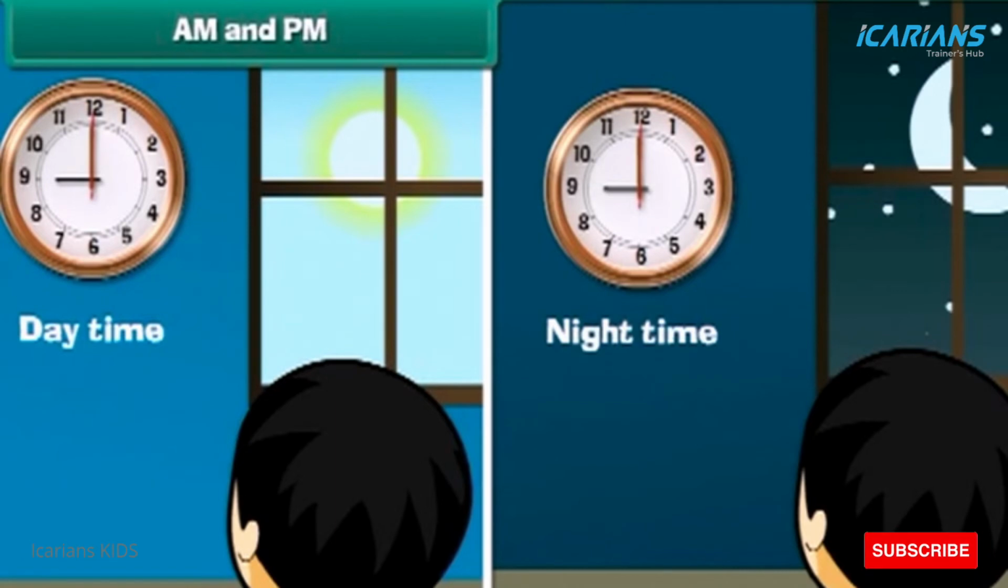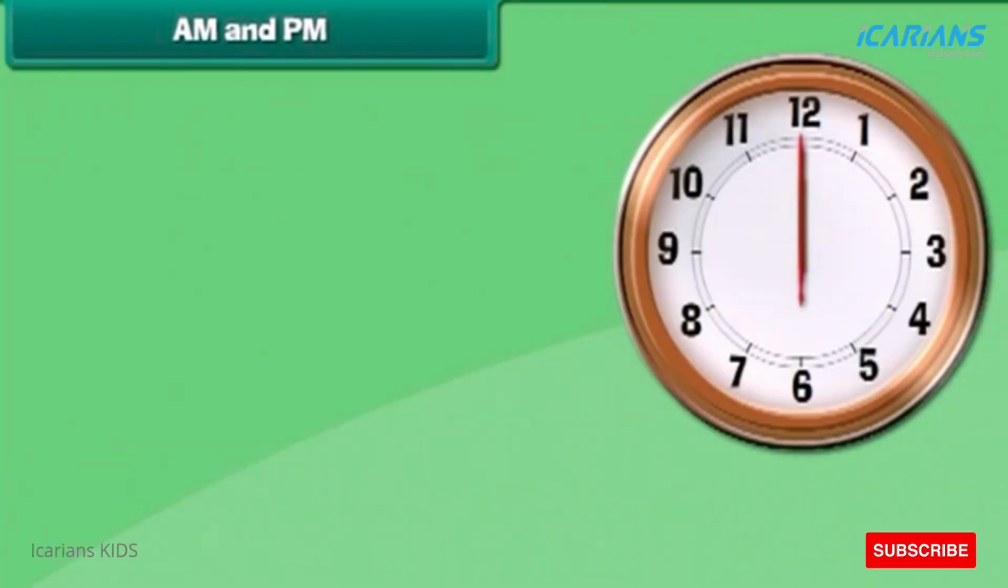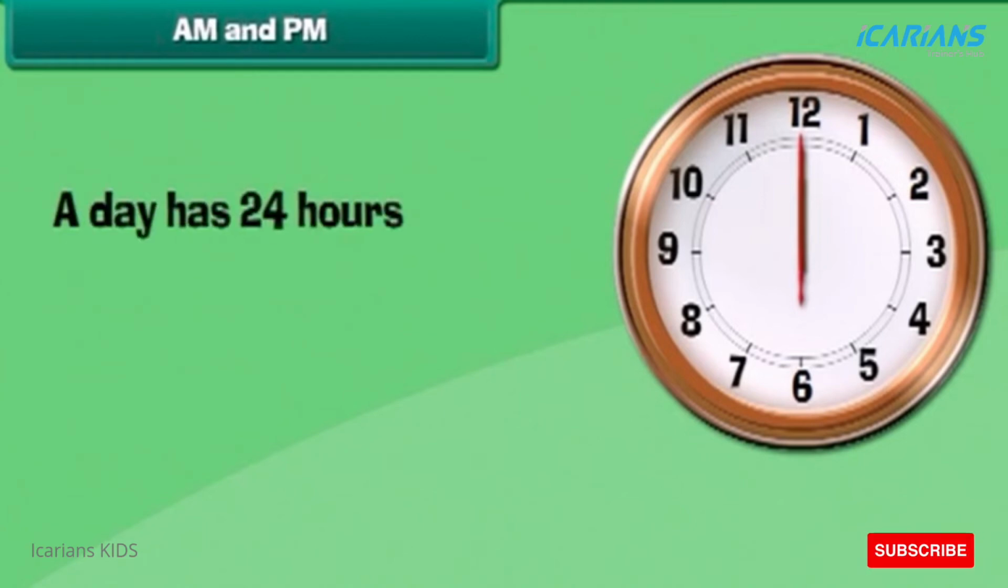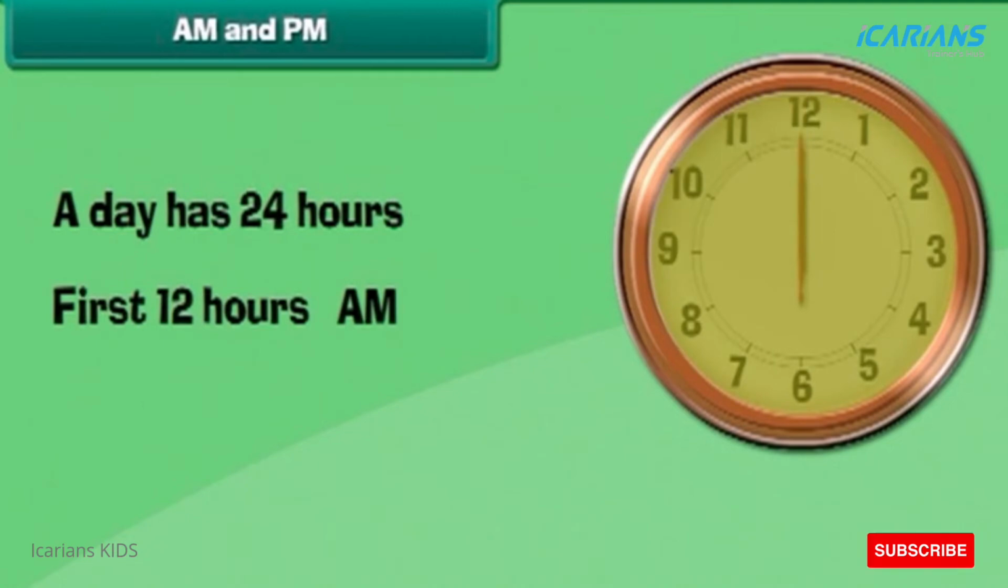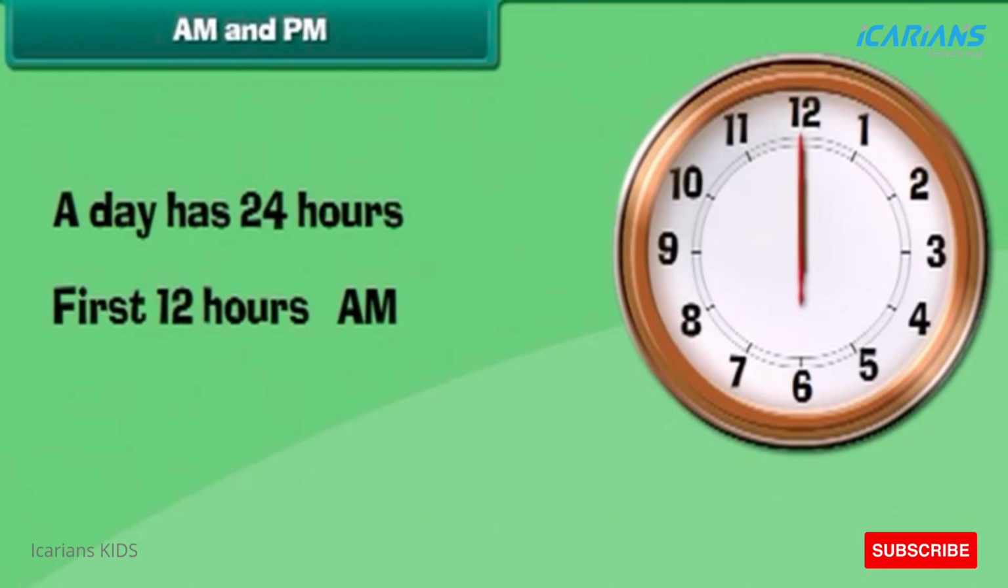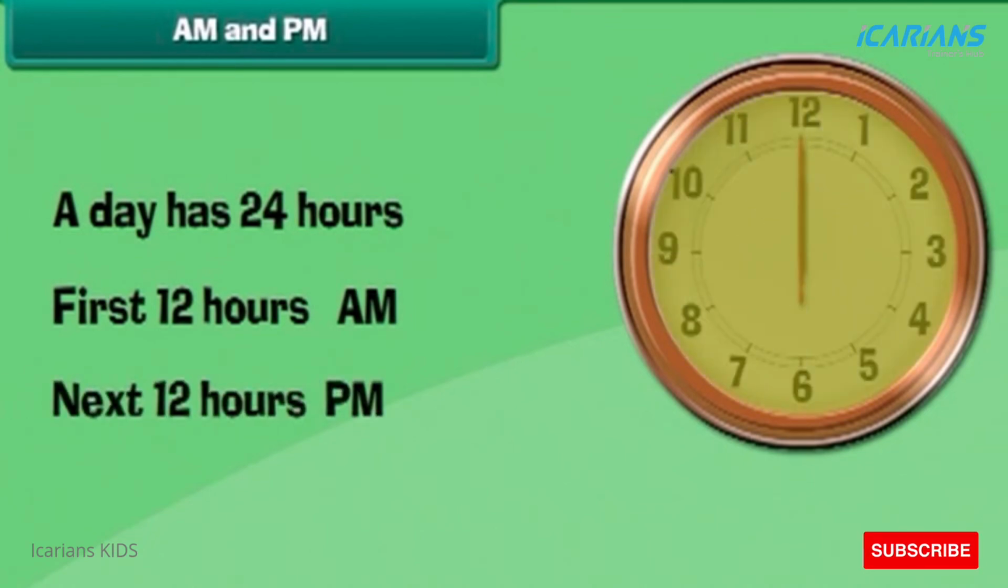Let me tell you. A clock has 12 numbers marked. You know that a day has 24 hours. Hence, the time for the first 12 hours from midnight to noon is written with AM. The time for the next 12 hours from noon to midnight is written with PM.